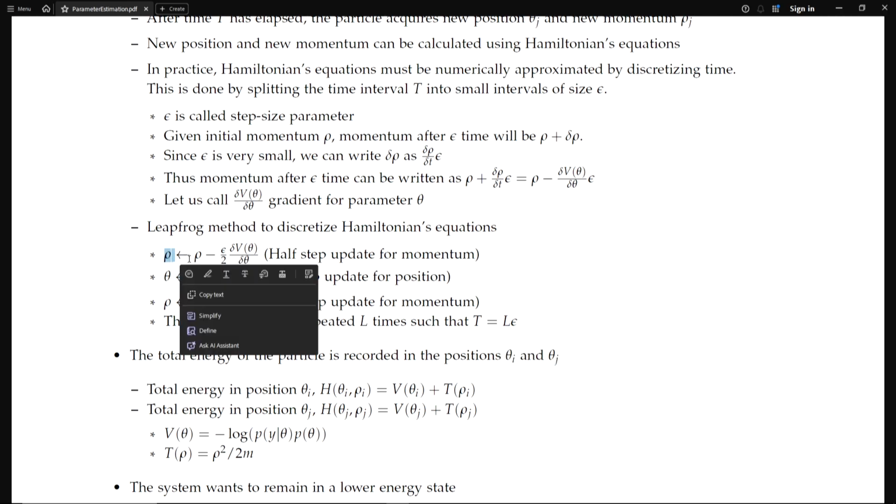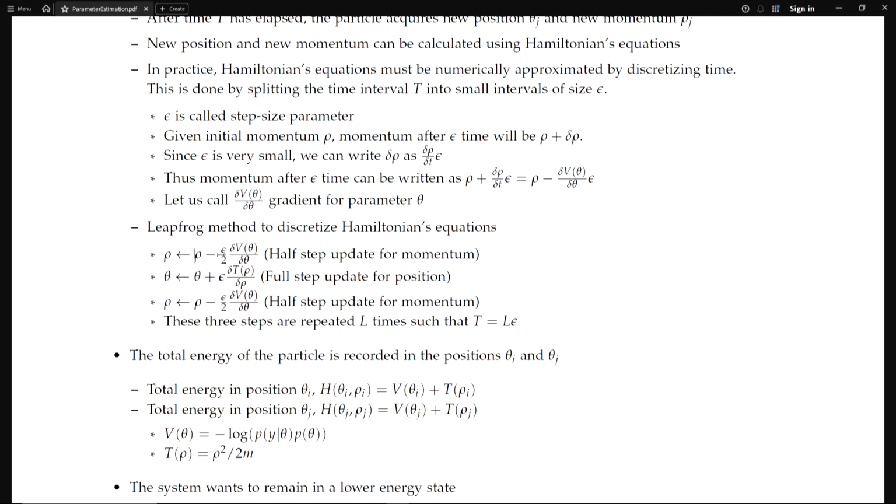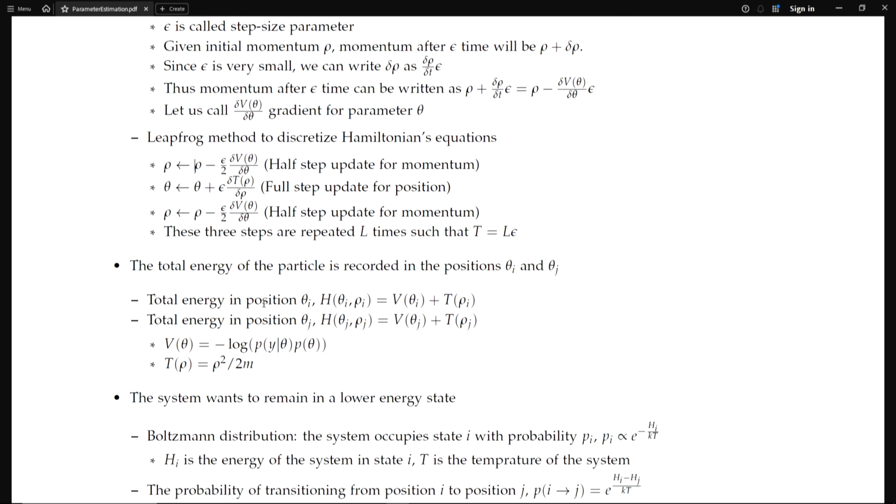Each time we will first update momentum. So, momentum will be rho minus epsilon by 2 times the change in momentum with respect to time, which is basically the change in potential energy with respect to position, right. And then a full step update for position, and then again a half step update for momentum. We discussed this briefly in the previous lecture, right.